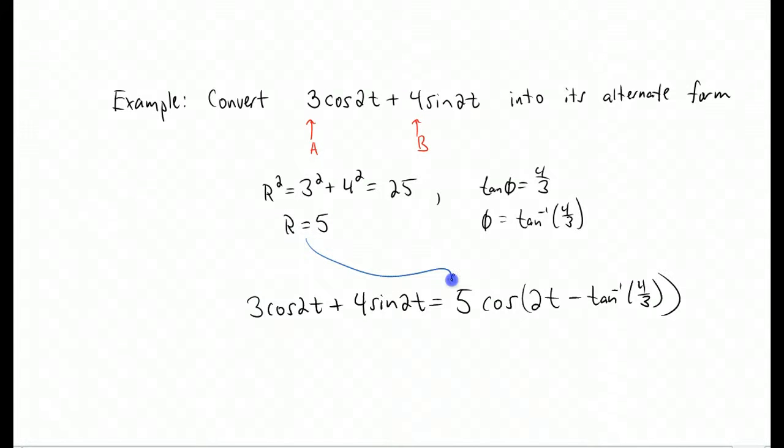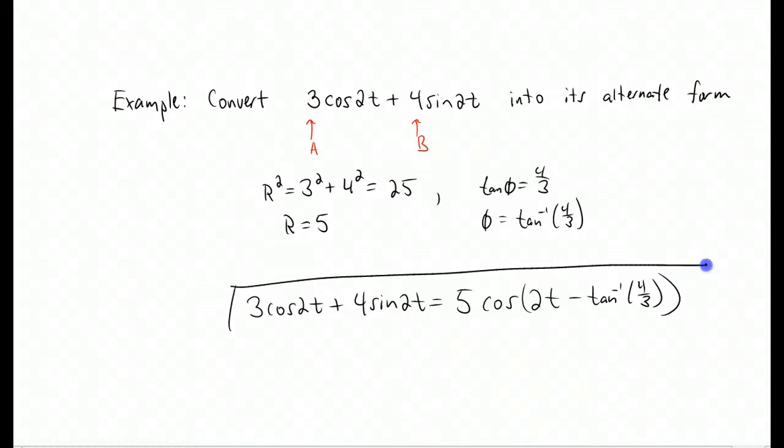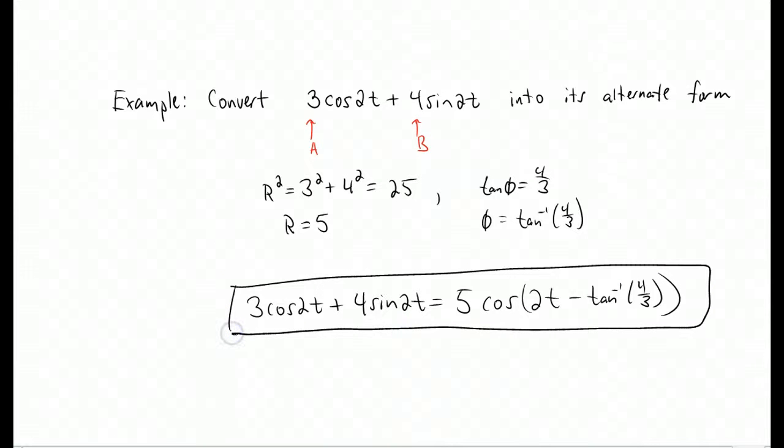Our r value is plugged in right here. Our phi is obviously plugged in right here. And we got our omega from either cosine or sine there. Okay, that's it. Erase those arrows and box that thing up and we're done.